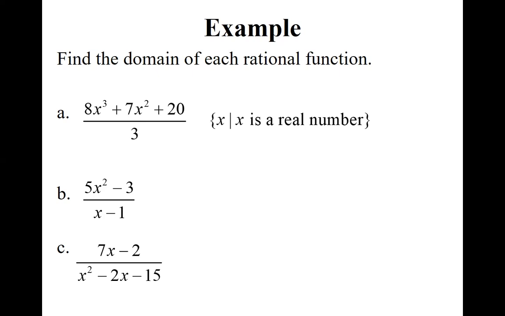We do have a restriction on B. X minus 1 could possibly be 0. And if we set x minus 1 equal to 0, we get x equals 1. So the domain, what is allowed, would be the set of all x such that x is a real number and x is not equal to 1.